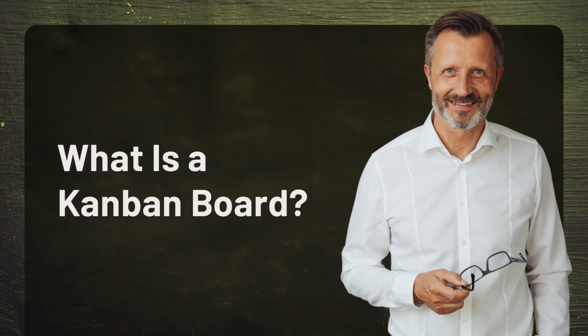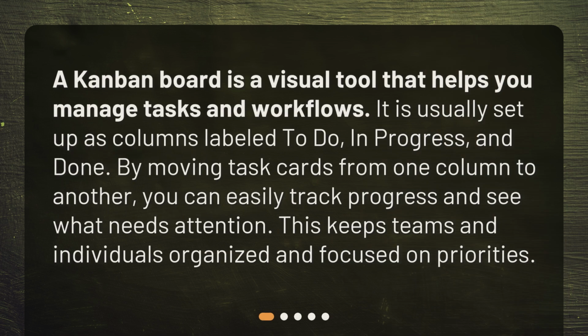What is a Kanban board? A Kanban board is a visual tool that helps you manage tasks and workflows. It is usually set up as columns labeled To Do, In Progress, and Done. By moving task cards from one column to another, you can easily track progress and see what needs attention. This keeps teams and individuals organized and focused on priorities.